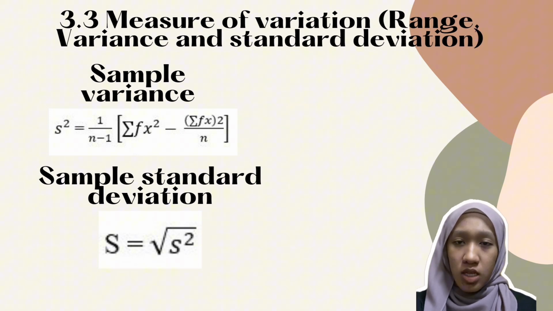Formula for sample variance is 1 divided by n minus 1, in parentheses, the sum of frequency times x squared minus the square of the sum of frequency times x, divided by n. Sample standard deviation formula is the square root of sample variance.